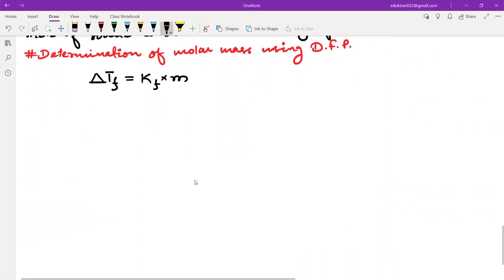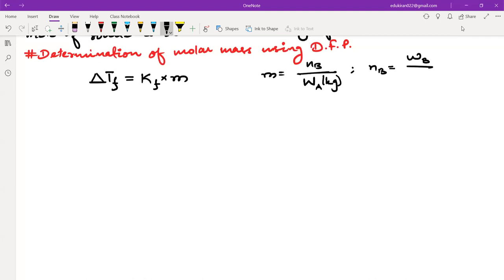Done, sir. So delta TF is equal to KF into m. And we all know the formula for molality. Molality, small m, is equal to NB upon WA in kg. Yes, NB, the number of moles of solute, divided by the mass of solvent in kg. And the number of moles of solute will be equal to the mass of solute added in the solution divided by its molar mass.